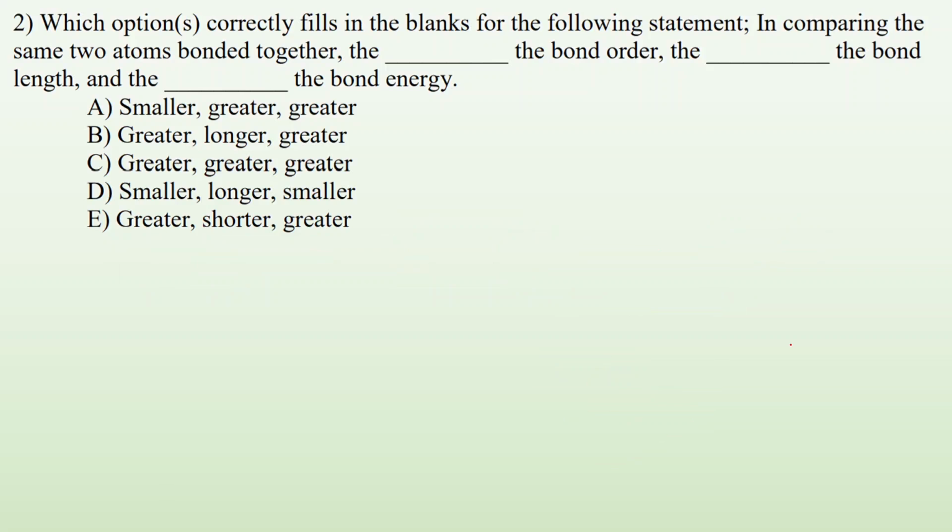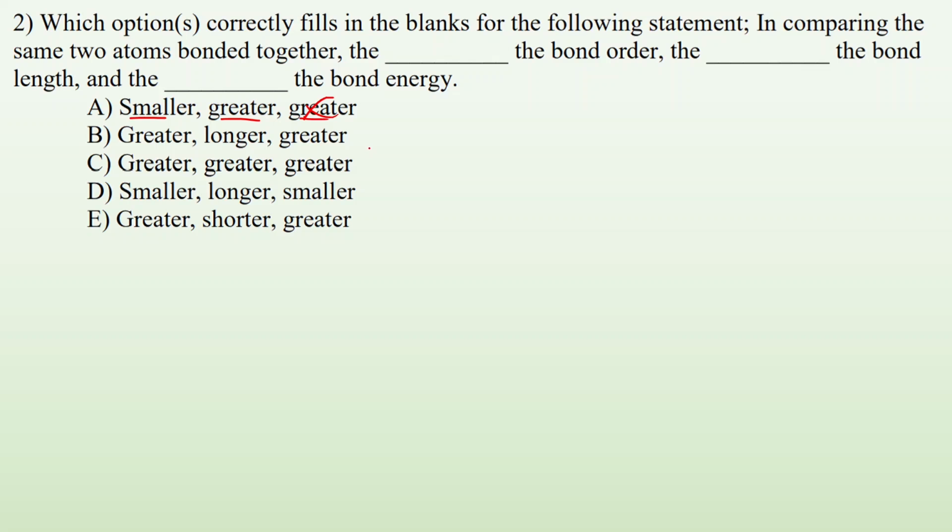Number 2, which options, could be multiple, correctly fills in the blank for the following statement? In comparing the same two atoms bonded together, the blank, the bond order, the blank, the bond length, and the blank, the bond energy. So let's check. Two atoms bonded together, the smaller the bond order, the greater the bond length, which is true, and the greater the bond energy. Nope, sorry, that last greater makes it wrong.